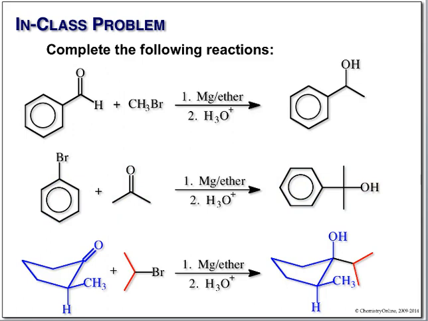This is the bond we made. Here's our isopropyl group from our Grignard. This is the alcohol from our carbonyl.